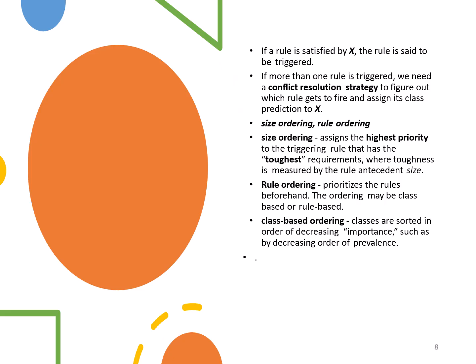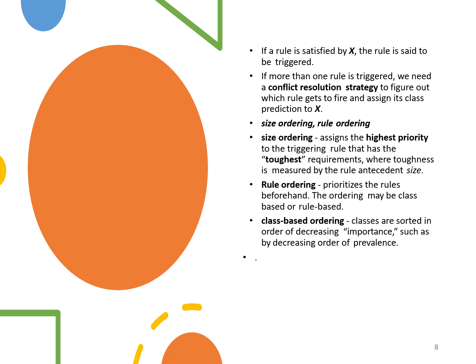If a rule is satisfied by X, the rule is said to be triggered. If more than one rule is triggered, we need a conflict resolution strategy to figure out which rule gets to fire and assign its class prediction to X. Size ordering and rule ordering. Size ordering assigns the highest priority to the triggering rule that has the toughest requirements, where toughness is measured by the rule antecedent size.